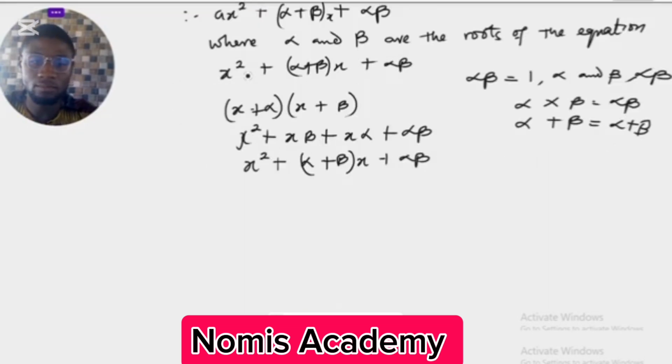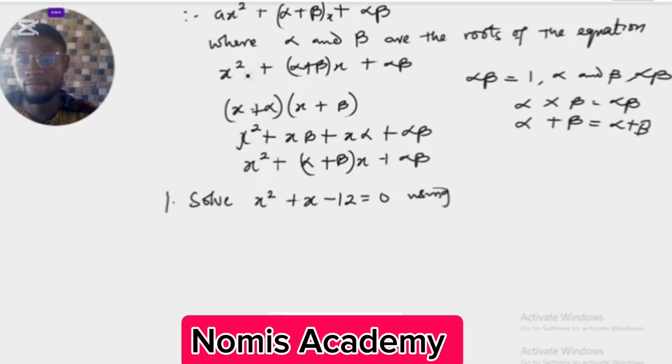Example number 1. Solve x squared plus x minus 12 equals 0 using the factorization method. The method might not be written, but just say solve using factorization. So how do I get this done? Solution.